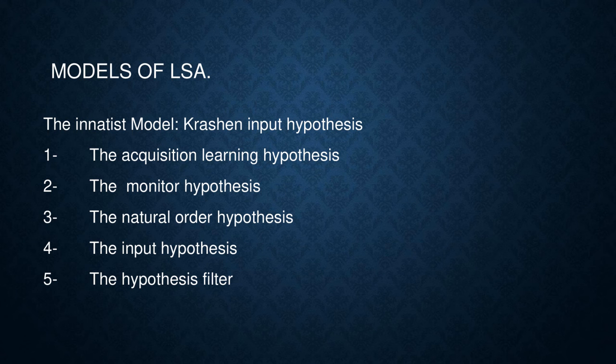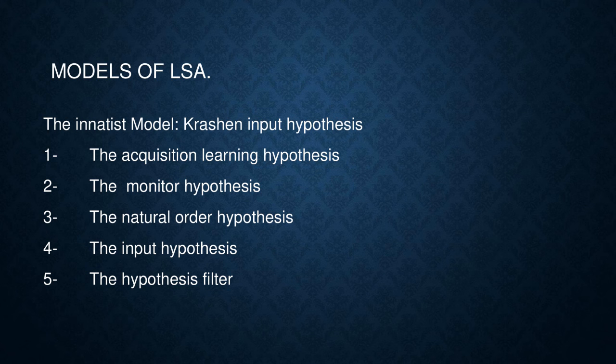The second hypothesis, the monitor hypothesis. The monitor is involved in learning, not in acquisition. It is a device for watchdogging one's output, for editing and making alterations or corrections as they are consciously perceived. The natural order hypothesis. Here, Krashen has claimed that we acquire language in a predictable or natural order.